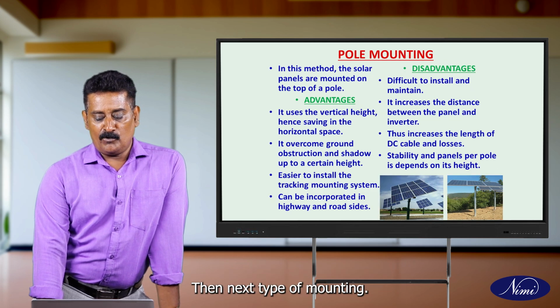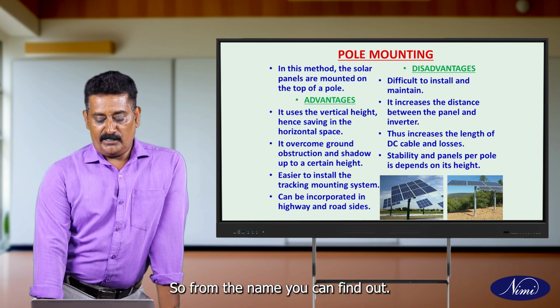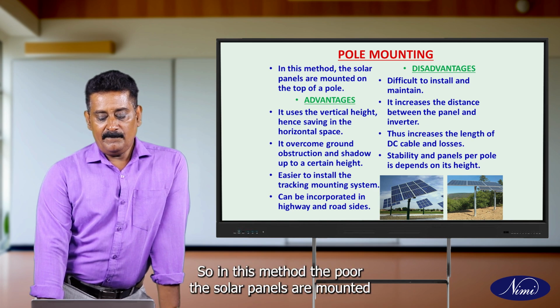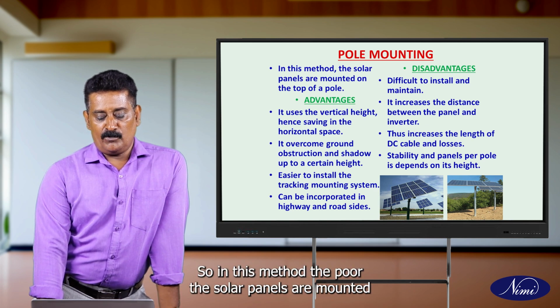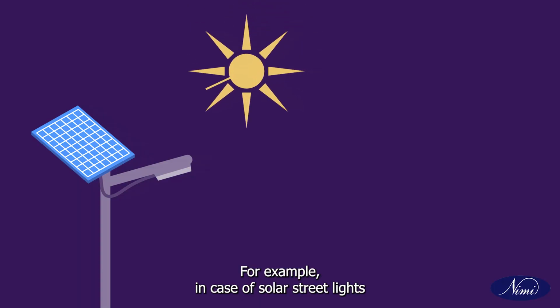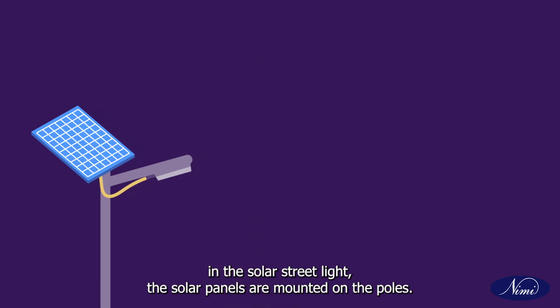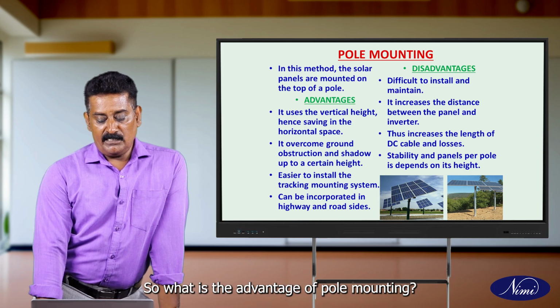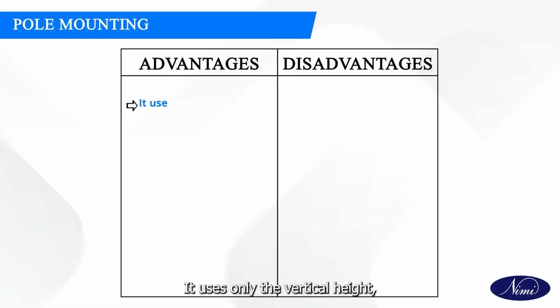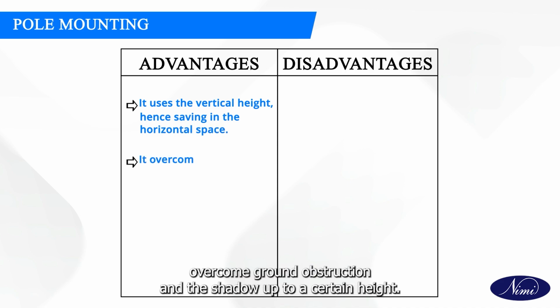The next type of mounting is pole mounting. From the name you can find out, in this method the solar panels are mounted on the top of a pole. For example, in solar street lights, the solar panels are mounted on poles. So, what is the advantage of pole mounting? It uses only the vertical height. So, there are savings in horizontal space, and it overcomes ground obstruction and shadow up to a certain height.